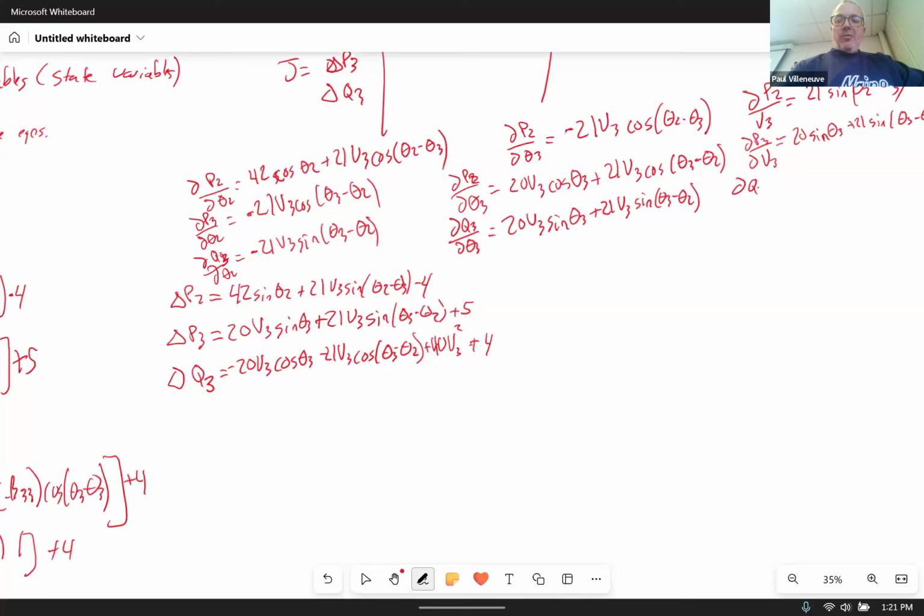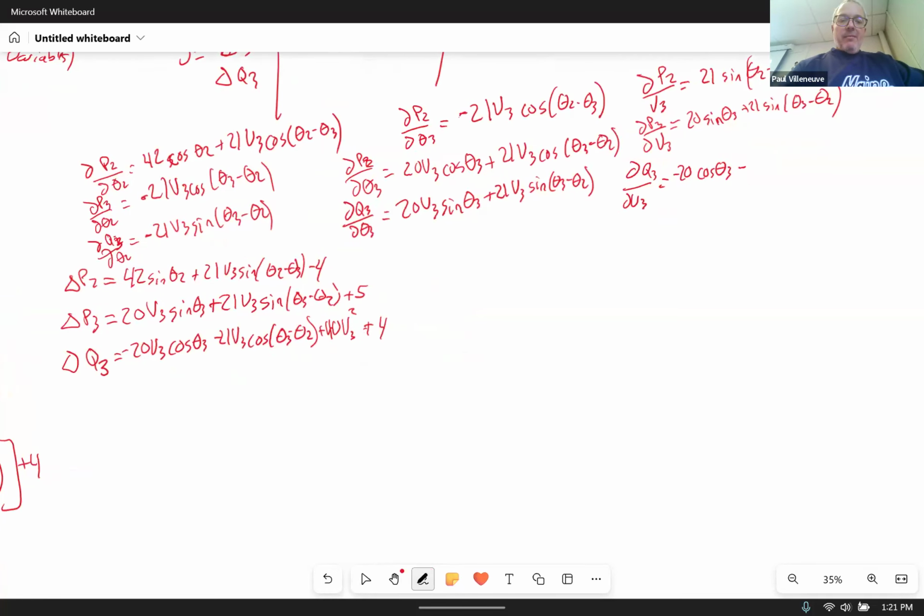And then the last one is Q3 with respect to V3. That's going to be equal to minus 20 cosine theta 3 minus 21 cosine theta 3 minus theta 2 and plus 80 V3.